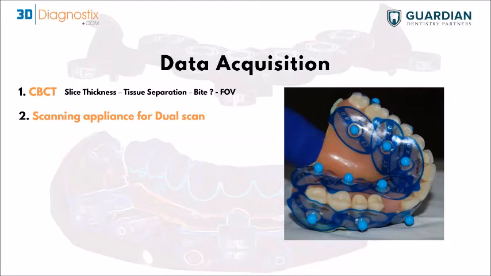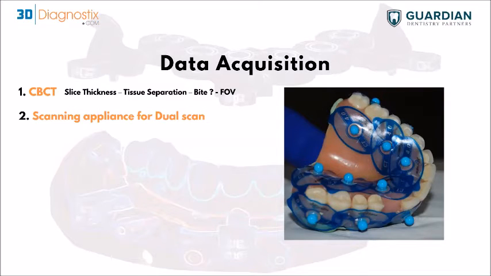Please make sure to place them away from the teeth. You can get these markers online, or you can purchase them through 3DDX. Once you assemble all this together, you will take a separate CBCT scan for the denture by itself. Make sure to put it on styrofoam or something that makes it float in air during the CBCT. And then the second scan would be the patient scan wearing that denture.